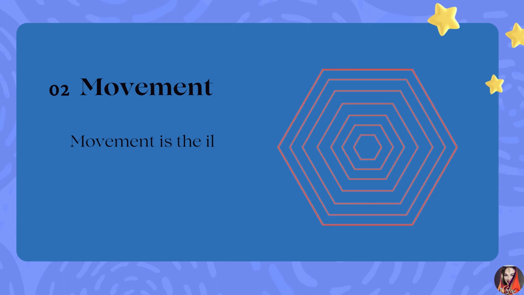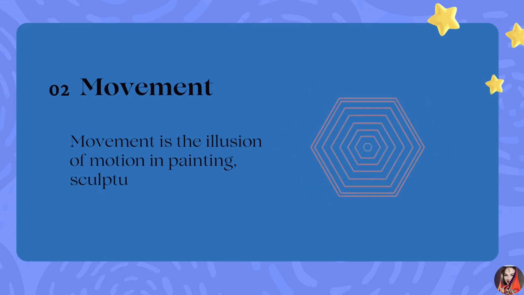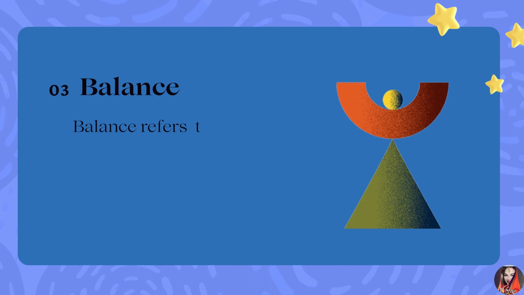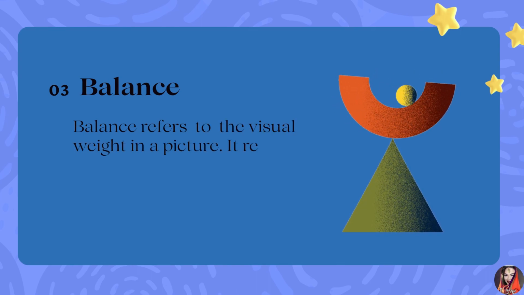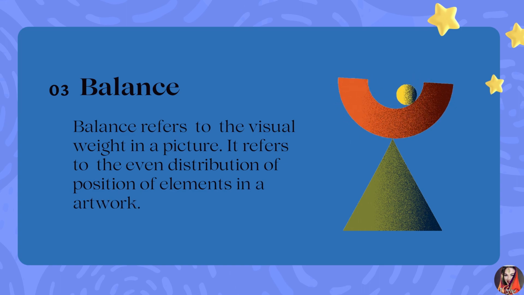Number 2 is movement. Movement is the illusion of motion in painting, sculpture, or design. Number 3 is balance. Balance refers to the visual weight in a picture. It refers to the even distribution of position of elements in an artwork.